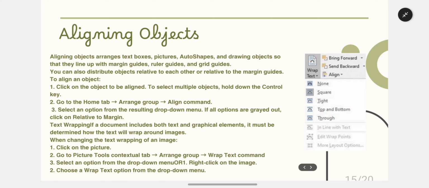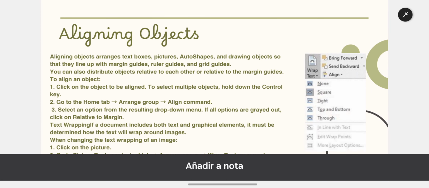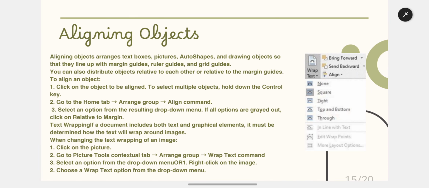Next, aligning objects. Aligning objects arranges text boxes, pictures, shapes and drawing objects so they line up with the margin guides, ruler guides and grid guides. You can also distribute objects relative to each other or relative to the margin guides.